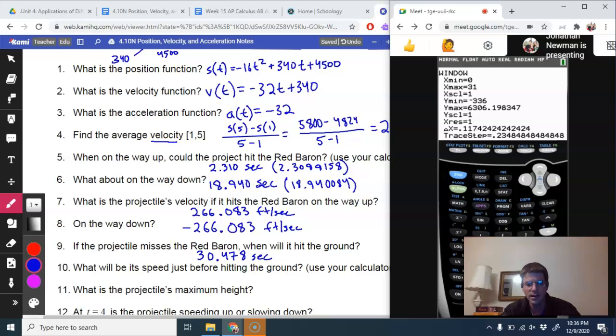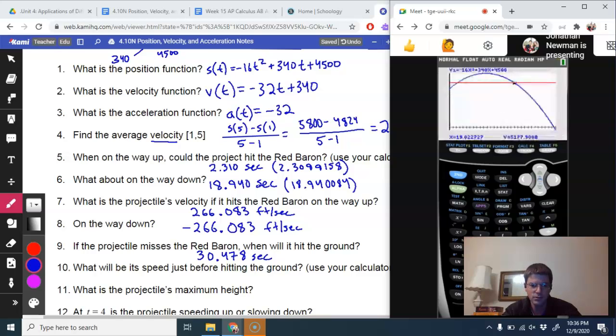Of course, if I forgot that, and I used the guess and check method and didn't use that, I could come back here to trace and do second calculate. And let's calculate the 0. So left bound, am I to the left of my 0? Oh yeah, anywhere on here is to the left. I don't have to get real close. Right bound, I know that 31 is right past it, so I'm going to type in 31. There's another way to make it fast. And of course, guess, I'm pretty close there, so I'm just going to hit enter. And we found that same number, 30.477 if you truncate, or 478 if you round.